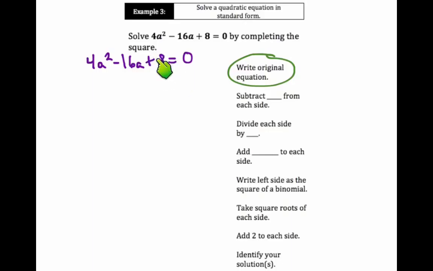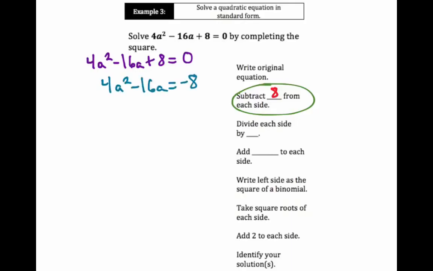So we're actually going to get rid of this plus 8 from this side. So we're going to subtract 8 from each side. 4a squared minus 16a equals negative 8. And now we want to get rid of that coefficient before our variable squared. We just want to get rid of our leading coefficient. So we're going to divide each side by 4 in order to do that. So we'll end up with a squared minus 4a equals negative 2.